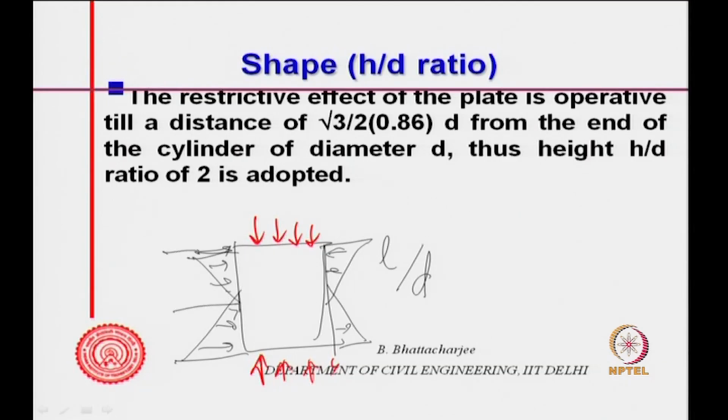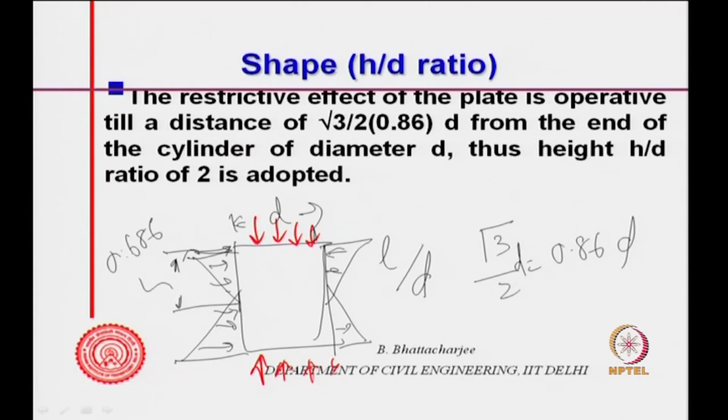Now, how much is this distance? This distance is related to d. It has been observed that up to about 3 by 2 d, the end of the cylinder diameter, and it is actually estimated that up to 0.86 d this effect will be there. So if this is d, this distance will be 0.86 d, and this side also 0.86 d.